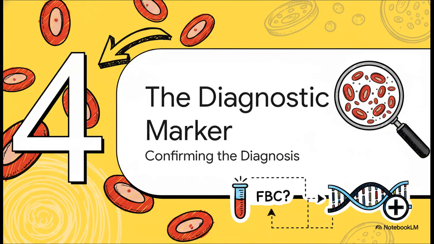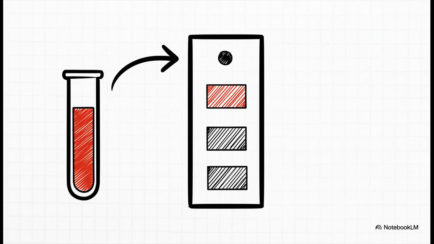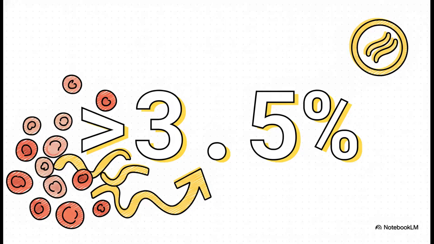So that brings us to Section 4. You've got your suspicion based on that blood count, so how do you actually lock in the diagnosis? So, what's the next step? What's the one test you need to order to clinch it and be absolutely certain? The answer is hemoglobin electrophoresis. This test basically separates out all the different types of hemoglobin floating around in the blood, and that gives you your definitive answer.